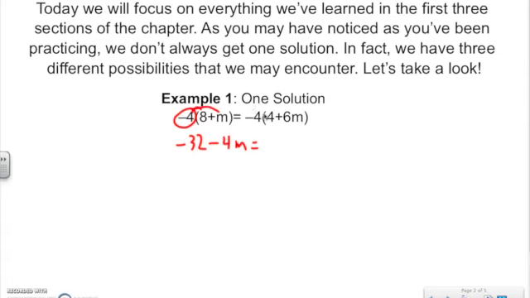We also need to distribute on the other side to both pieces. -4 times +4 is -16. And -4 times +6 is -24, and we have the m on there, so it's going to be -24m. Now, we need to get our variables on the same side of the equation. It doesn't matter which side we move. I like to work with positive numbers, so I'm going to move the 24m over to the other side. I need to add 24m to both sides.